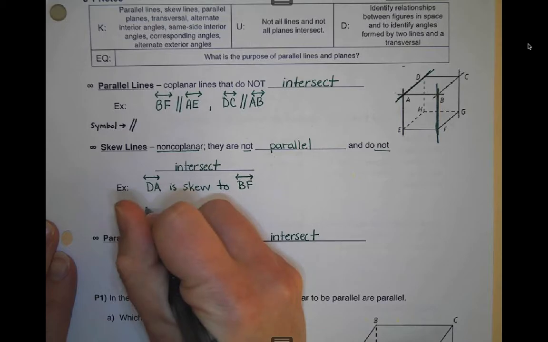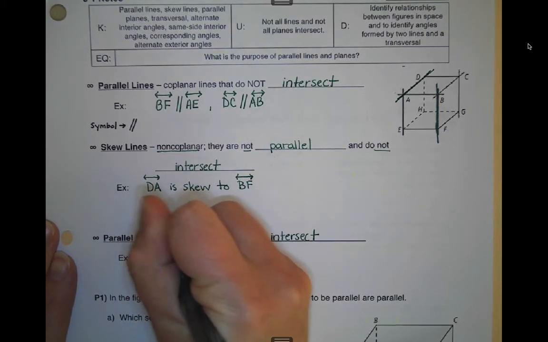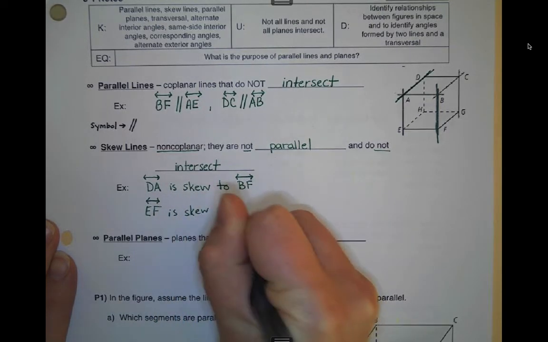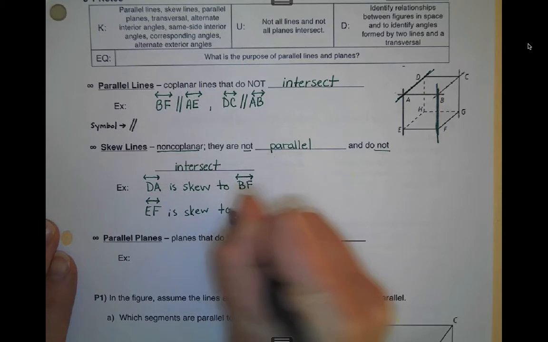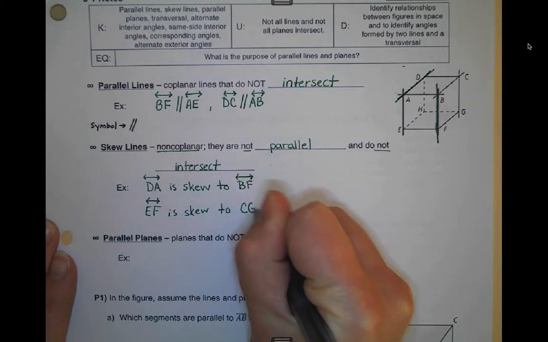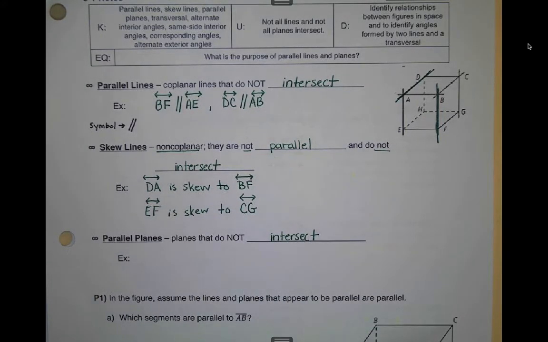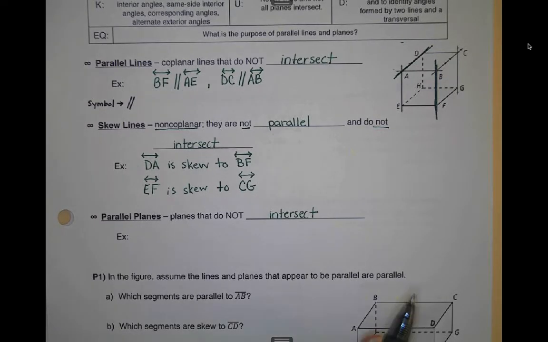Another example is EF is skew to line CG. Right? You could check that out when you get a chance. Pause the video and even look at it.